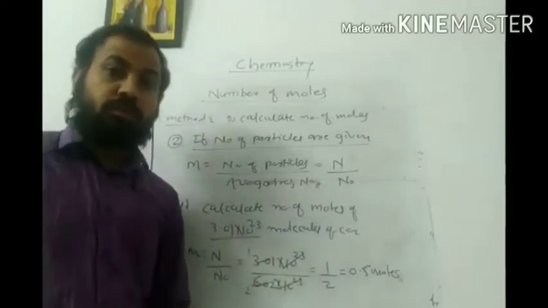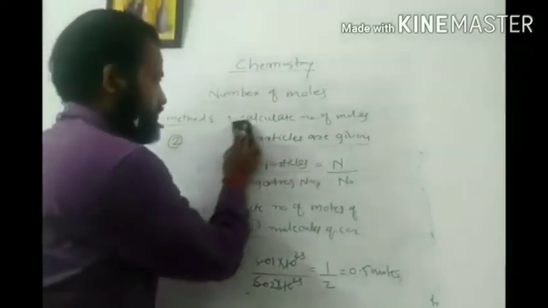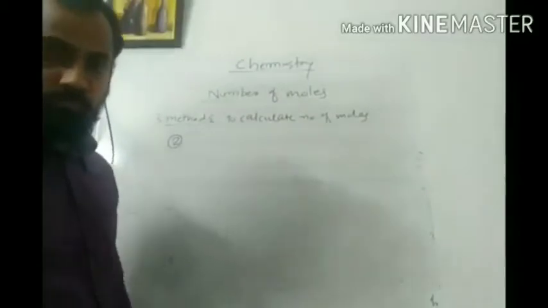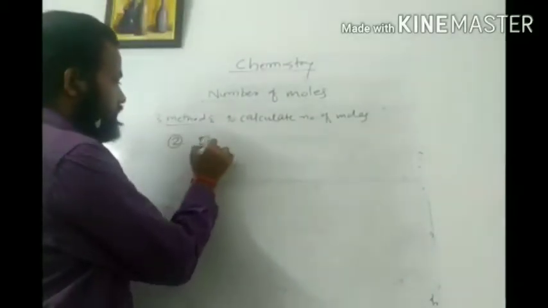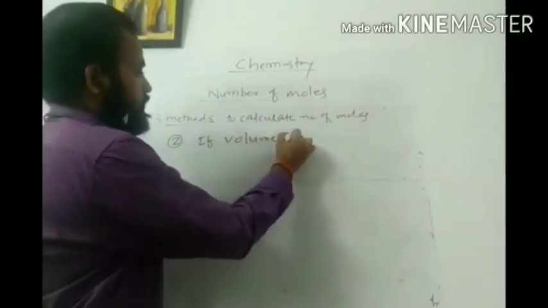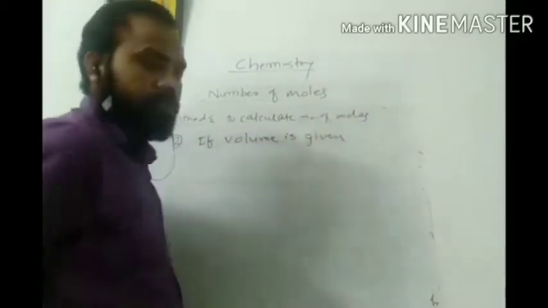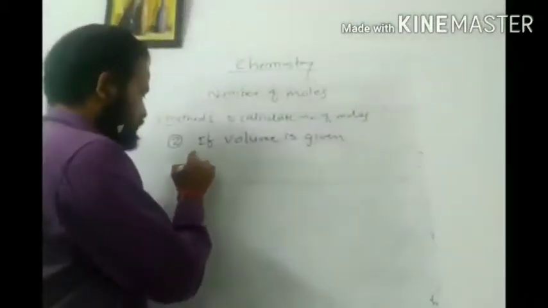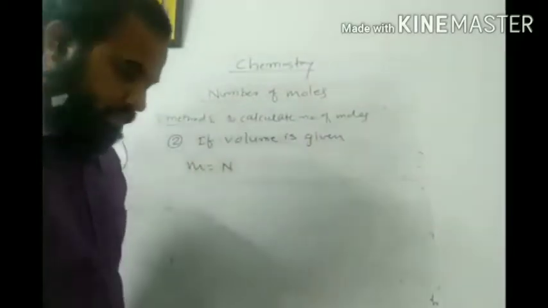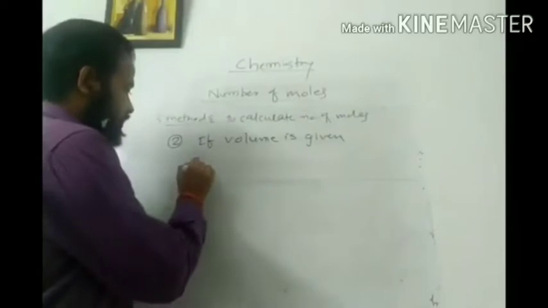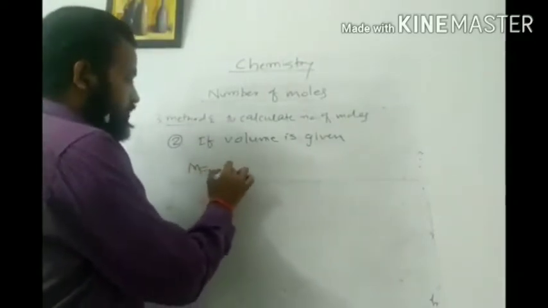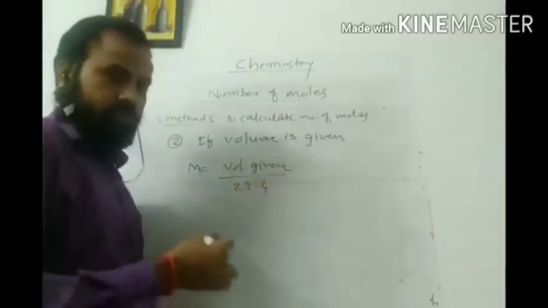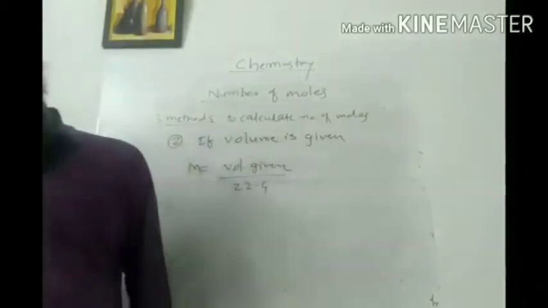So now we are discussing the third method. The third method is if volume is given. Here we discuss how to calculate the number of moles if volume is given. The simple formula we have to use is number of moles equals volume given divided by 22.4. This is a standard value. We will see one example of this method.